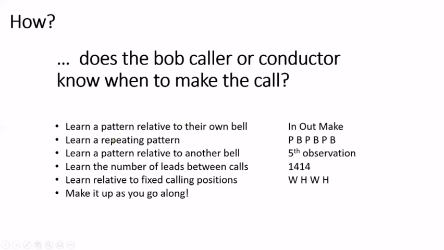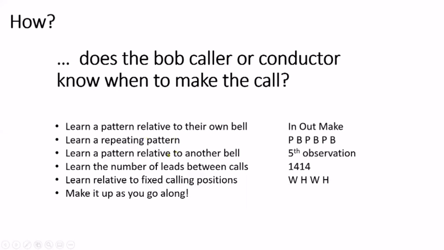Another method of knowing a touch is to learn a repeating pattern. And here's an example of a repeating pattern that works for both Plain Bob Doubles and Plain Bob Minor. Plain lead, bob lead, repeated 3 times. So plain, bob, plain, bob, plain, bob. 6 leads, and it will come round. Any repeating pattern will come round. You might not know how long it is, but calling a repeating pattern is a safe bet.